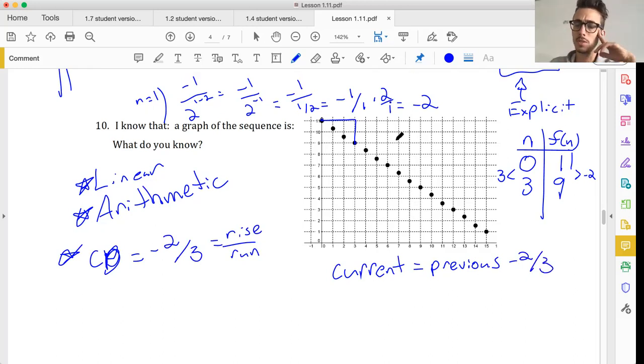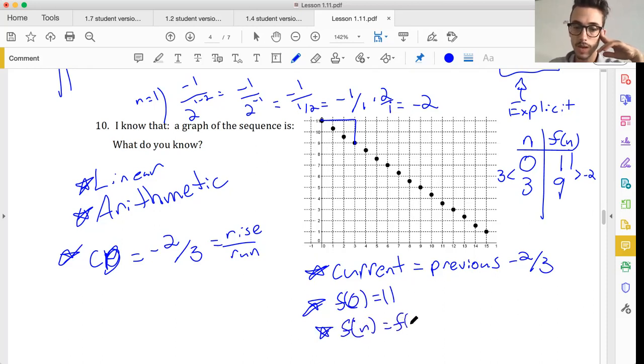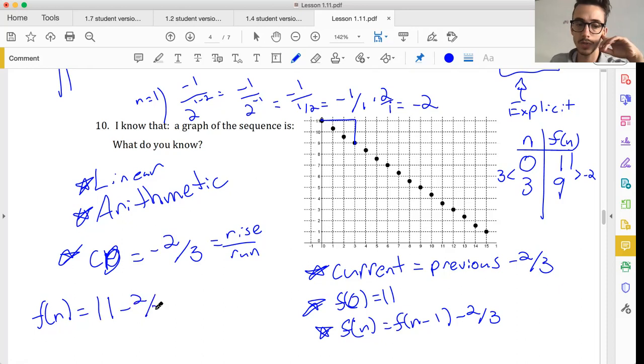Oh God, more. There's a lot. Explicit, I know that f of 0 is 11. So f of n would have to be equal to f of n minus 1 minus 2/3. I could also use the explicit and say that I'll use f of n and n. I hope you don't mind. We're starting at 11, but then we deduct 2/3 depending on the n input. So we could also call this negative 2/3 n plus 11.